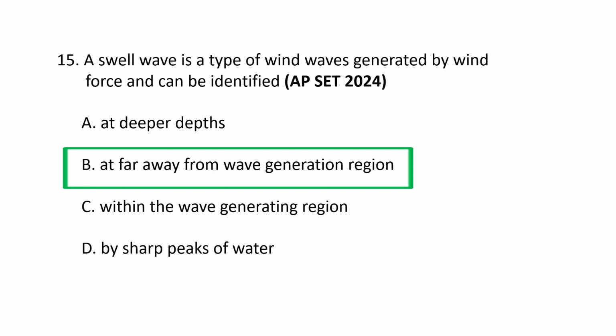A swell wave is indeed a type of wind wave, but it's specifically one that has traveled away from the area where it was generated by the wind. Swell waves are characterized by their long wavelengths and relatively smooth, regular appearance, often exhibiting a more organized pattern than the wind waves closer to their source.